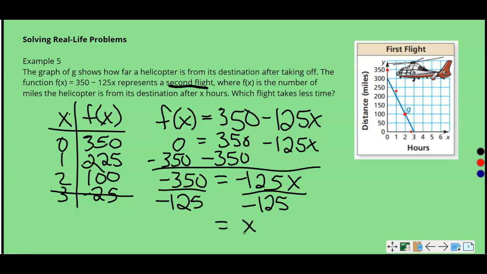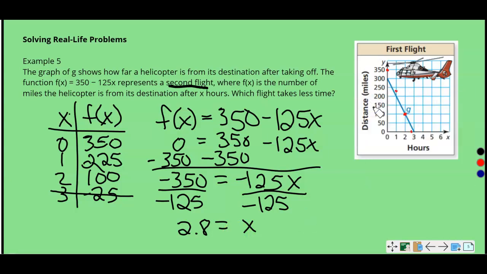All right, so negative 350 divided by 125 is 2.8. Remember, a negative divided by a negative is a positive. But 350 divided by 125 is 2.8. That is less than 3 hours. You can see that that would be between 2 and 3. So again, this is another way to check it.